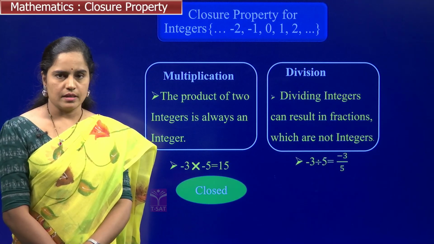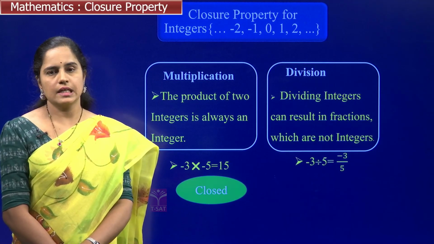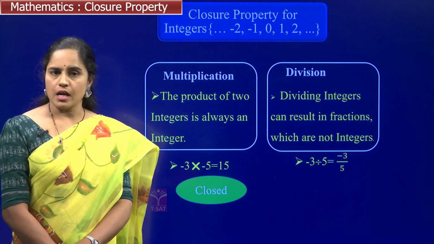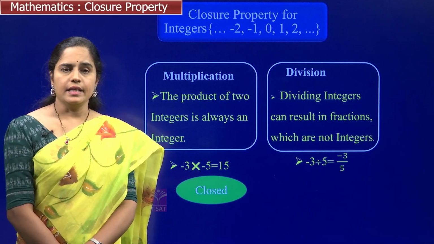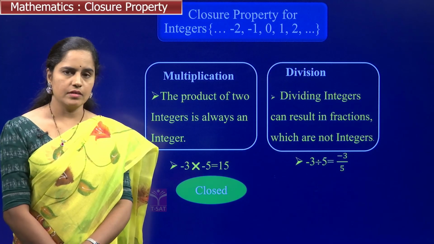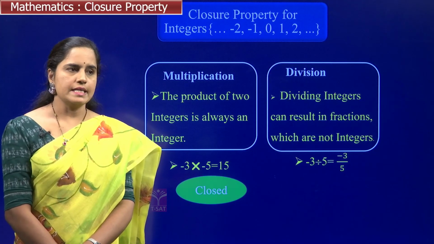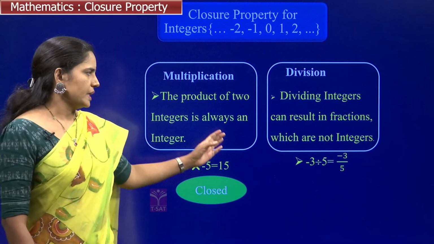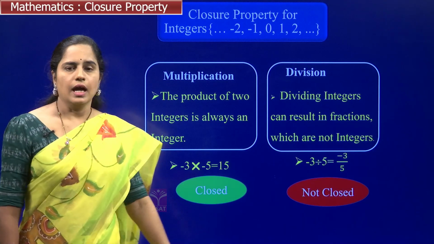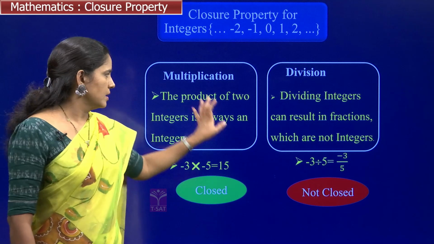And go for division. Dividing integers can result in fractions which are not integers. Example, minus 3 divided by 5 is equal to minus 3 by 5, which is a fraction. It is not an integer. Therefore, integers are not closed under division.